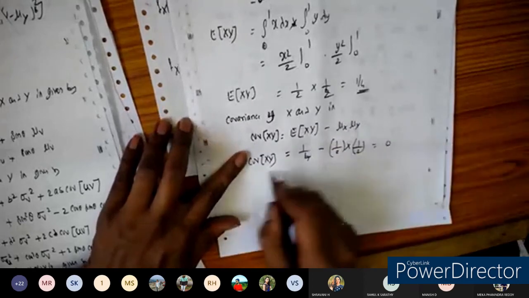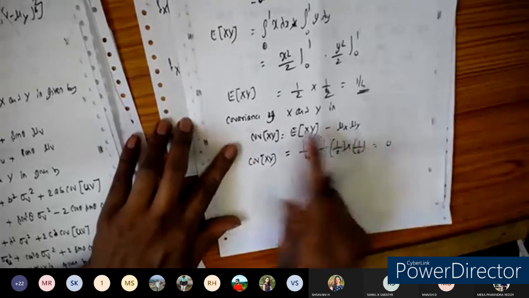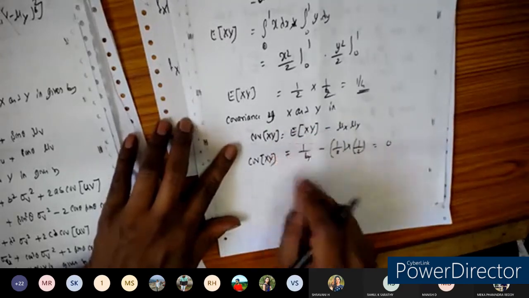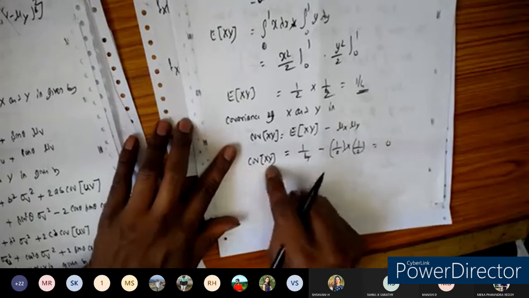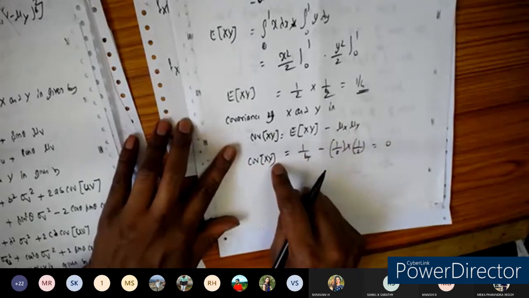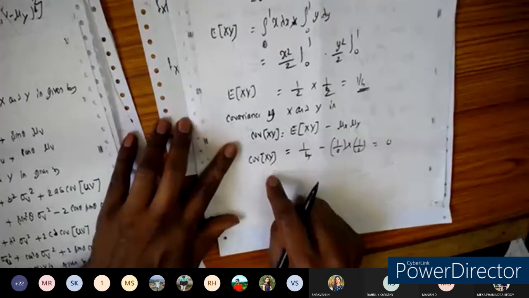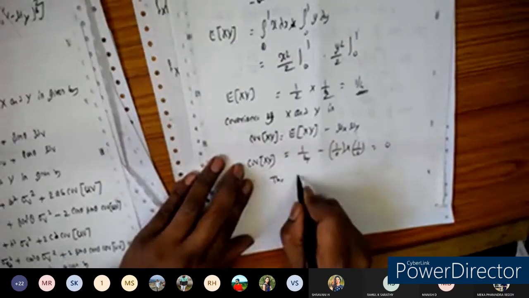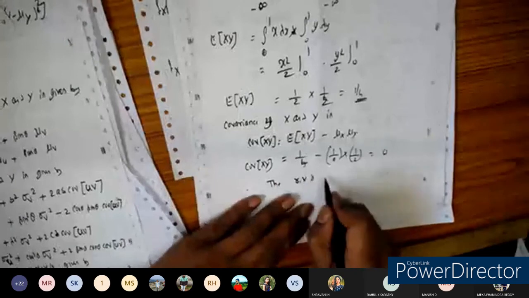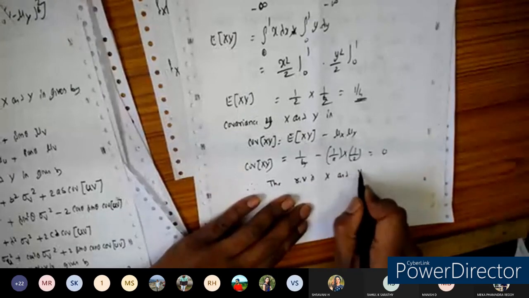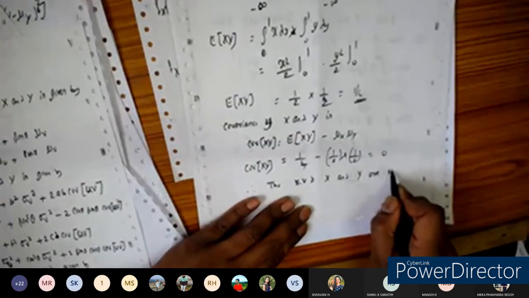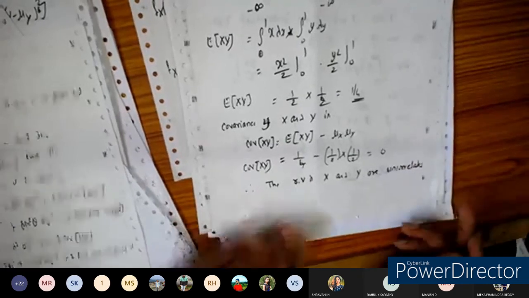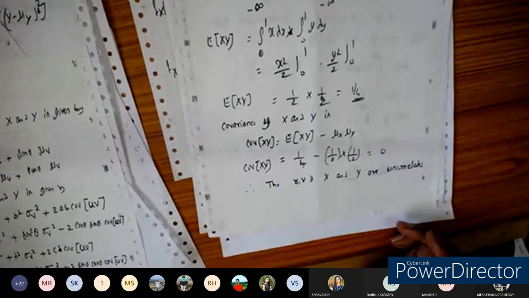The covariance being equal to 0 means we can say that the random variables x and y are said to be uncorrelated. You're going to use the concept of uncorrelated for finding the covariance here. For the PDFs, you're going to say they are independent random variables. Therefore, the random variables x and y are uncorrelated.